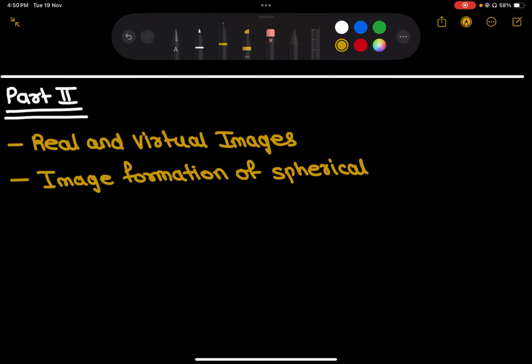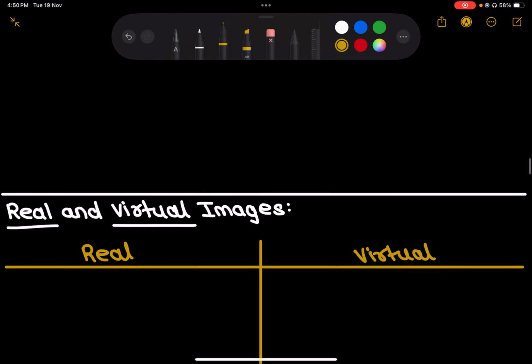So what are the uses of the spherical mirror? What is the use of a concave mirror or a convex mirror? Okay, so we are going to see that and their uses. So this is a very important part because it involves the formation of ray diagrams and stuff. So make sure you pay attention and make sure you understand everything. Okay, so let's start with real and virtual images.